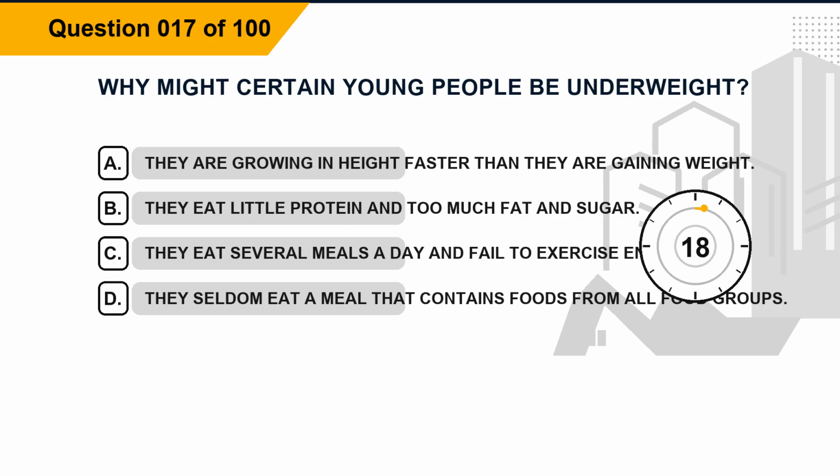Question 17. Why might certain young people be underweight? Option A. They are growing in height faster than they are gaining weight. Option B. They eat little protein and too much fat and sugar. Option C. They eat several meals a day and fail to exercise enough. Option D. They seldom eat a meal that contains foods from all food groups.